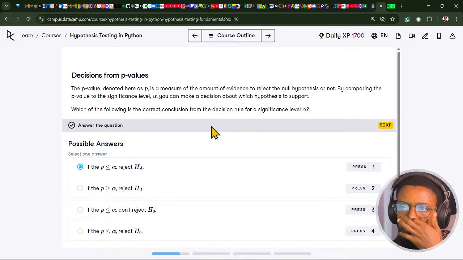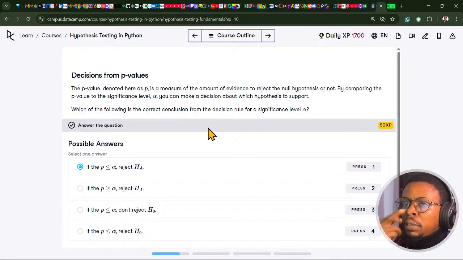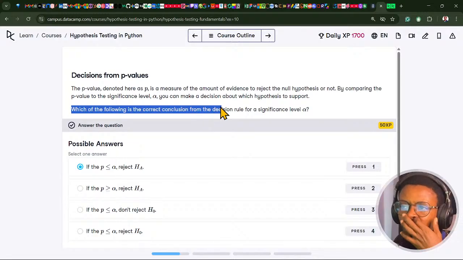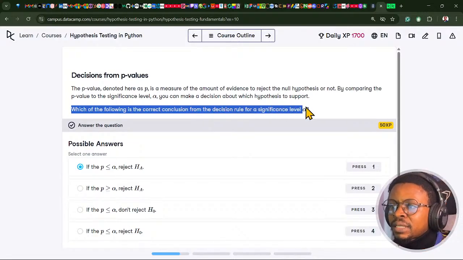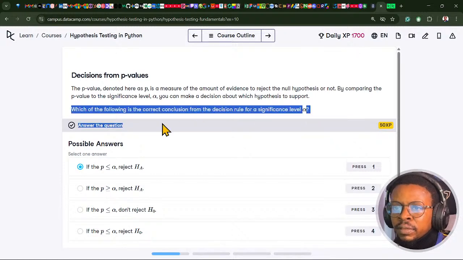Which of the following is the correct conclusion from the decision rule for a significance level alpha? This one is denoted as the significance level.